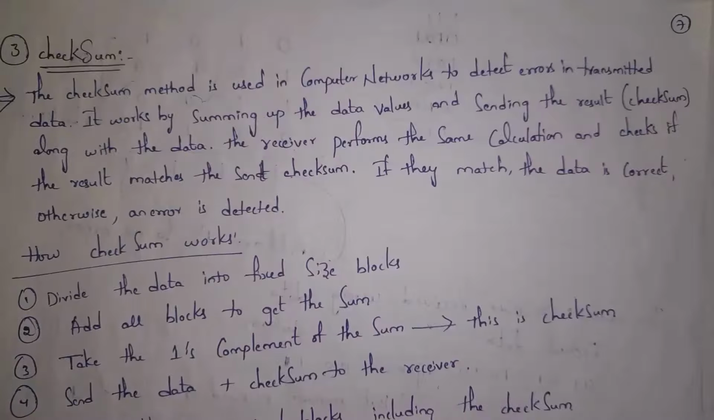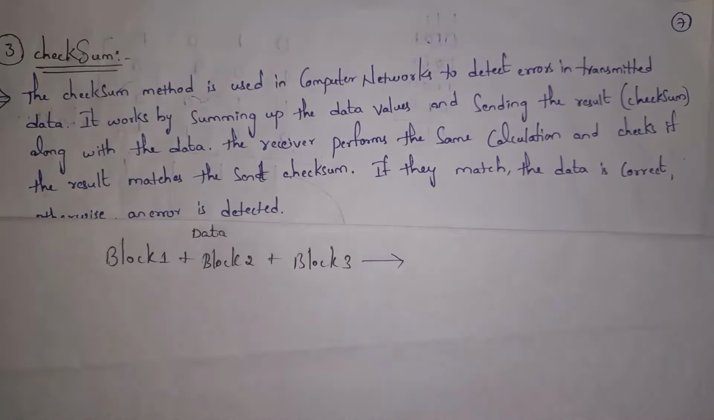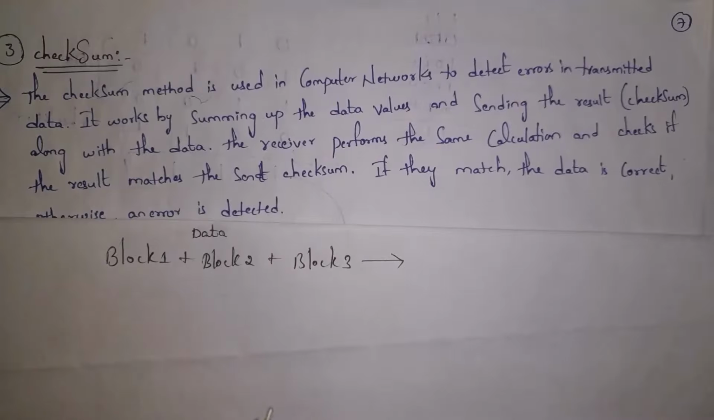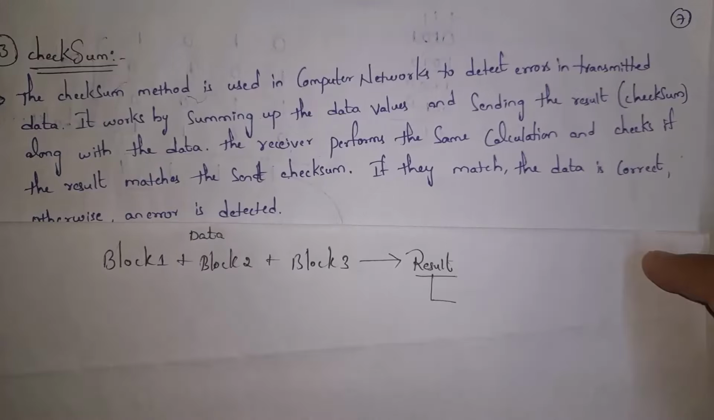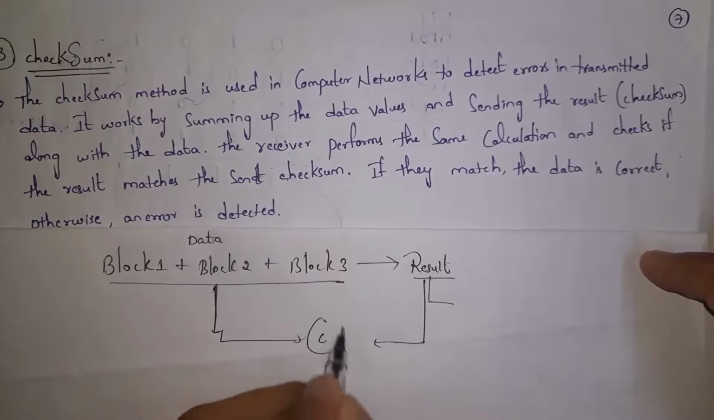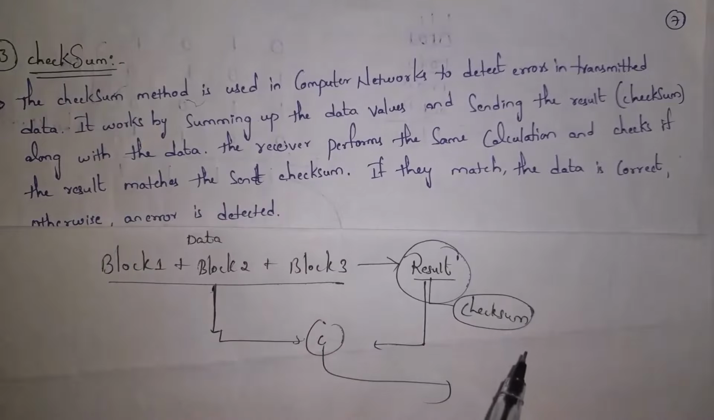Next I will explain what the checksum method is. Guys, by using the checksum method, we can identify errors in transmitted data. For example, our complete data is divided into various blocks. After dividing our data into various blocks, we need to perform binary addition between these blocks. After performing binary addition between these blocks, we will get one result. We call this result the checksum. So data as well as checksum, both are combined and then transferred to the receiver. Based on the checksum, the receiver will identify whether the data contains errors or not.